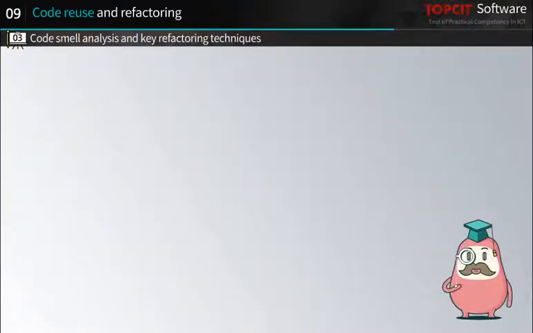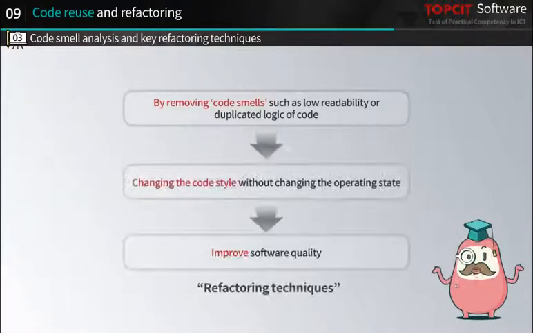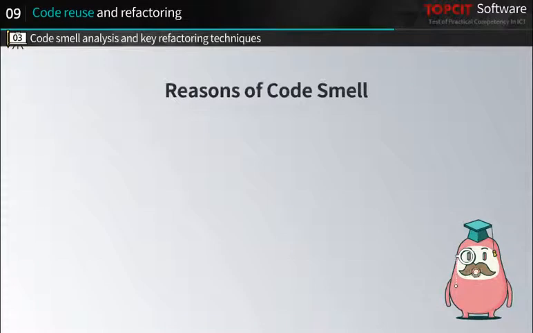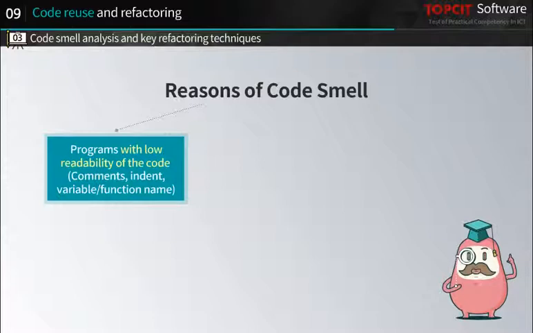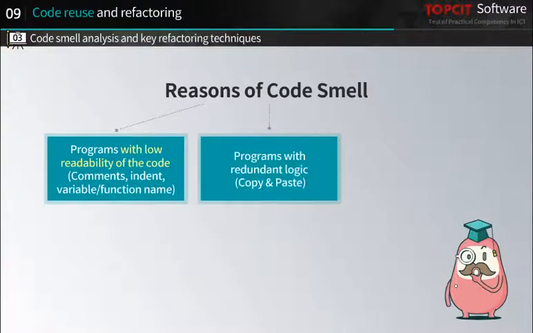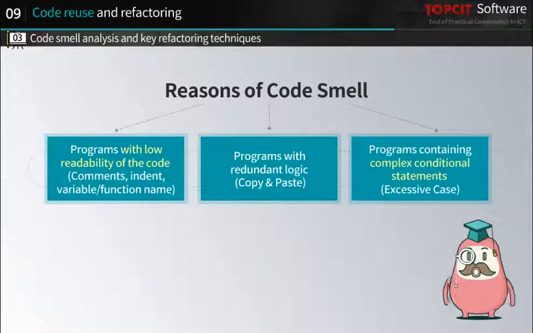Now, I will explain code smell analysis and major refactoring techniques. Refactoring is a technique that improves the quality of software by changing the code style without changing the operating state, by removing code smells such as low readability or duplicated logic. Code smell is usually caused by programs with low readability, programs with redundant logic, and programs containing complex conditional statements. From now on, I will explain the types of code smell and major refactoring techniques to solve them.